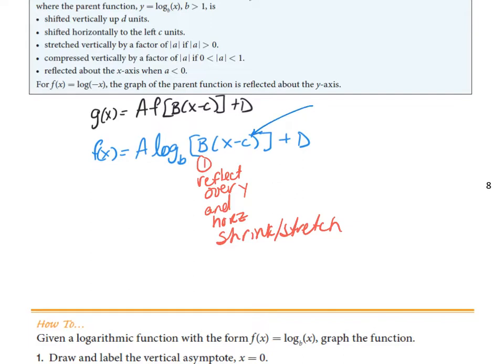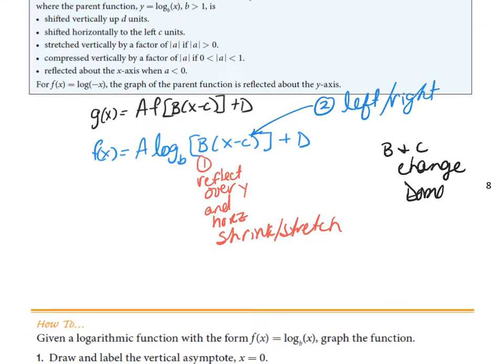The C is the second thing we need to do, and it is the left-right movement. Now remember that B and C change the domain. So what that's going to do for us is if we have B and C, we're going to have a different domain potentially. So C will move it left and right. Because C moves it left and right, if I have a C value, that means my vertical asymptote will move left and right.